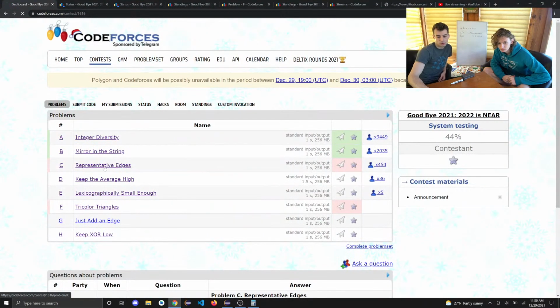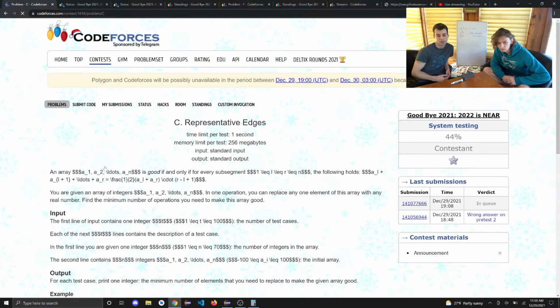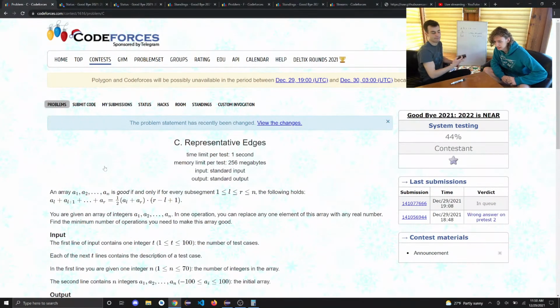So, problem C, representative edges. Did you get this one, Thomas? Yes. I got it pretty quick, within under an hour. Sounds good. I had a wrong answer on this one. I had a wrong answer on B. But then I don't know, I think I got a wrong answer on this one too.